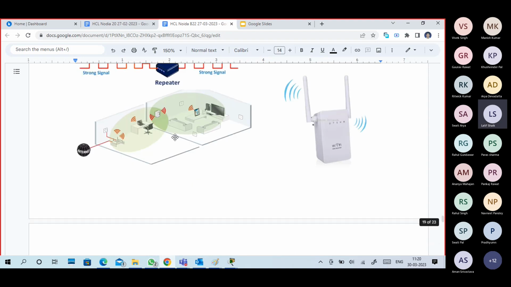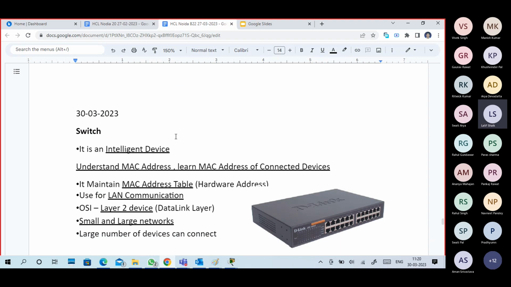Okay. Hub and switches. A hub is a non-intelligent device, it does not understand a MAC address or an IP address. But a switch can understand a MAC address, and it creates a MAC address table. Switch and hub both are used in LAN communication. Hub is an example of a layer 1 device in the OSI layer, and switch is an example of a layer 2 device.